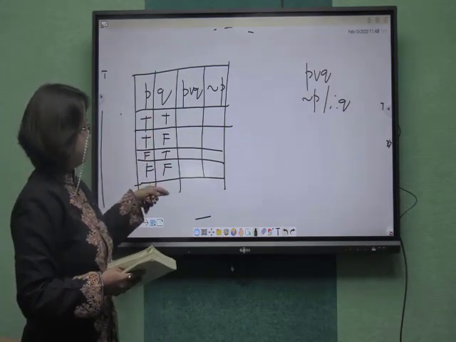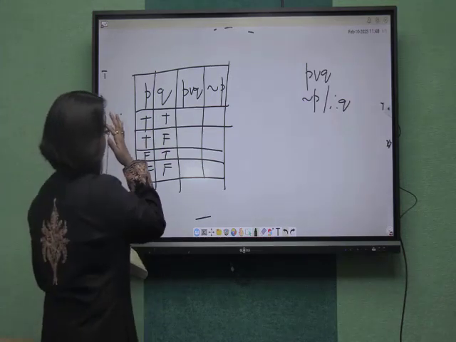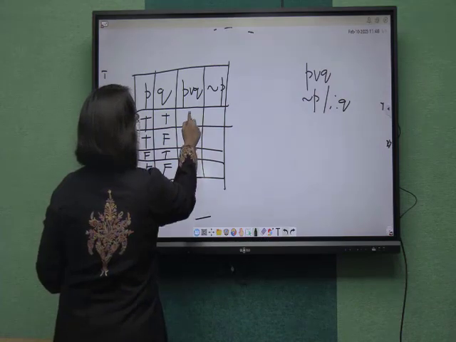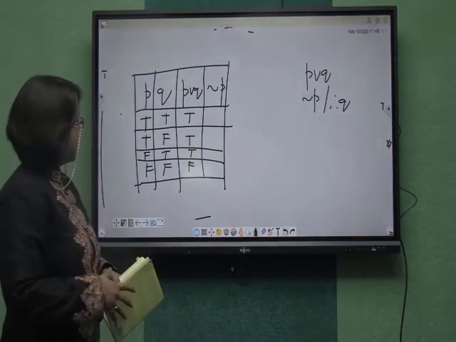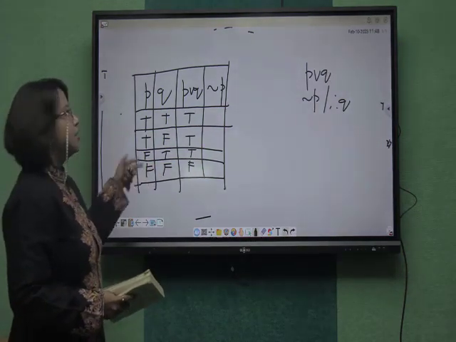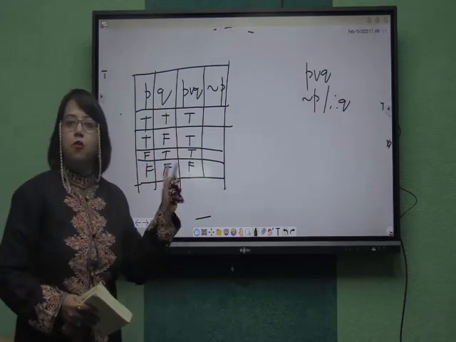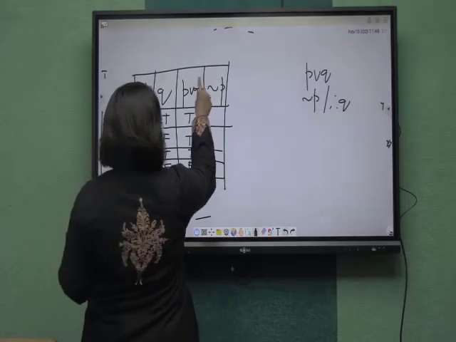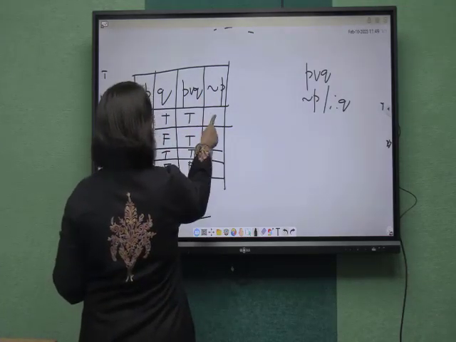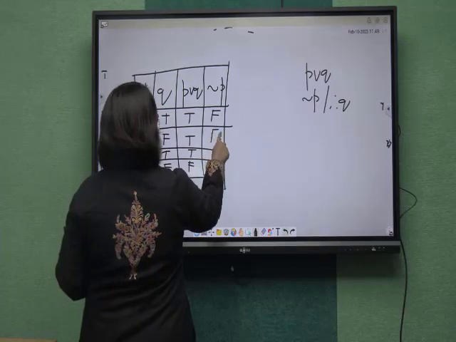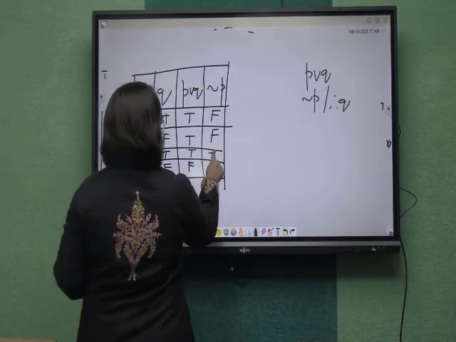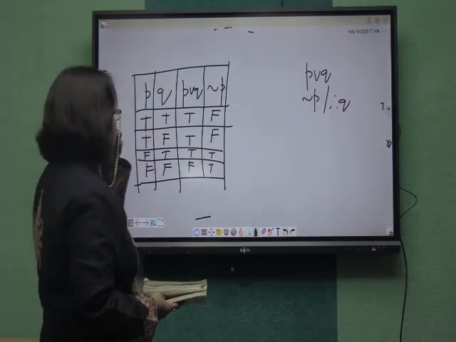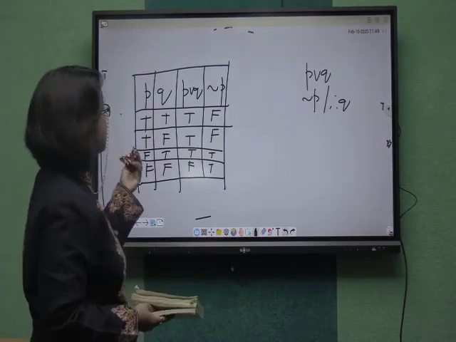So it's TF, TF. P wedge Q, how do we decide? It is false, false, false, and the rest of it is going to be true, because we see there's only one instance where both the disjuncts are false at one and the same time. Is it understood? Negation P is going to be the opposite of the truth values for P. So it's false, false, then true, true. Now, what is the next step?